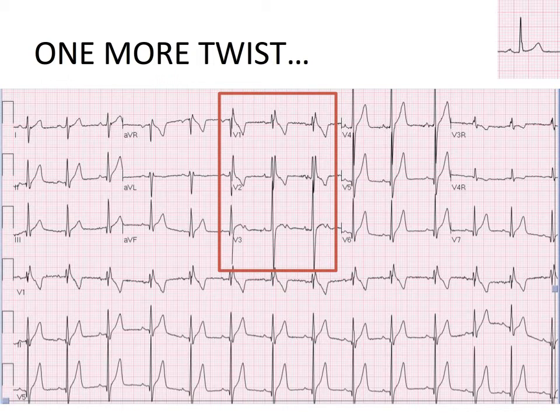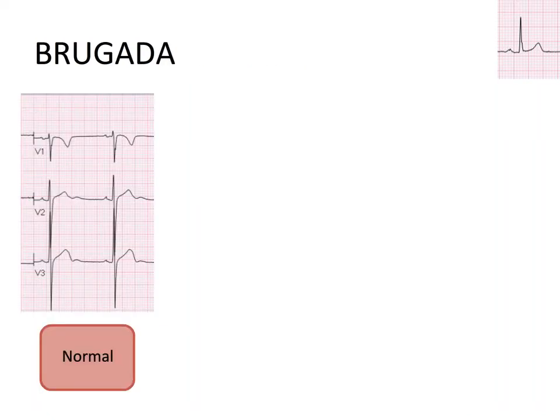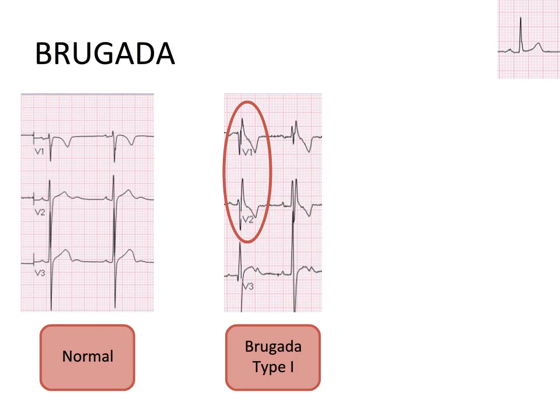What you see best in V1 and V2 is a pseudo right bundle branch block and a persistent ST segment elevation. This is consistent with Brugada pattern. There are 3 types of Brugada patterns seen on EKGs. Compare each to the normal V1 to V3 shown here. The Brugada pattern seen on the previous EKG is type 1.